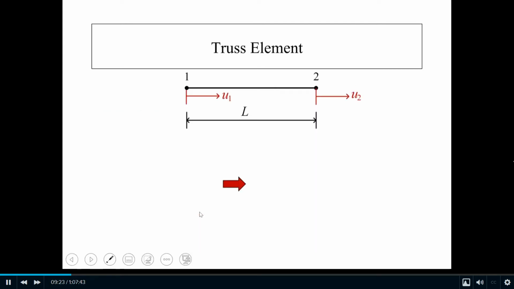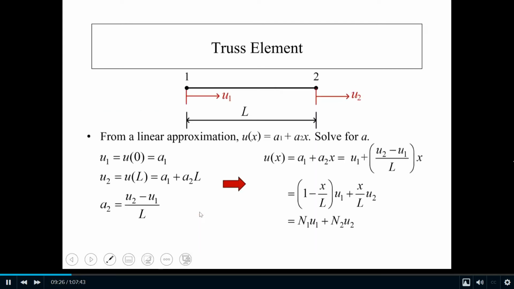I can show you this. It looks like this, so this is the thrust element. You have node 1 and node 2. The nodal displacement for node 1 is U1, and for node 2 is U2. To derive the shape function, we start with the linear approximation for this element, U equal to A1 plus A2x. We don't want A, so we solve for A. Basically we eliminate A because we try to relate Ux to U1 and U2.